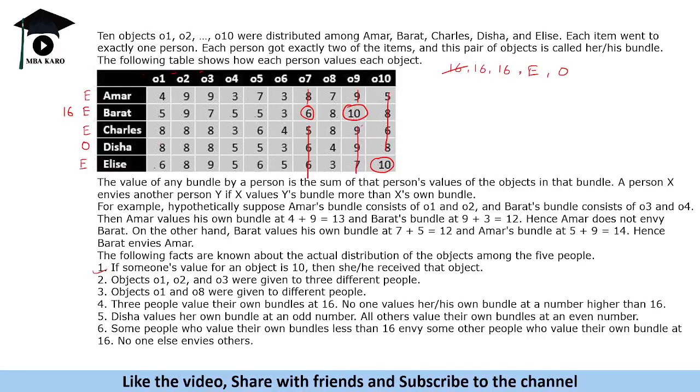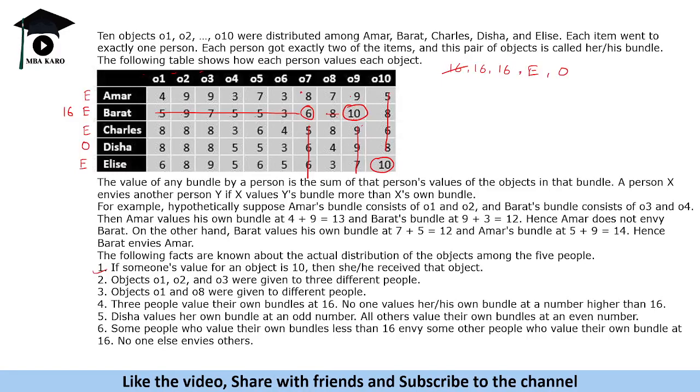Okay, so let us cut these numbers also. We will just keep removing these numbers from the grid. Okay, next, this is an interesting thing. It says that some people who value their own bundles less than 16 envy some other person who values their own bundle at 16. No one else envies others. Now this was a very important piece of information, and it required very keen observation of this table.